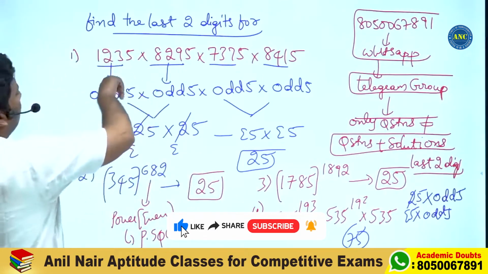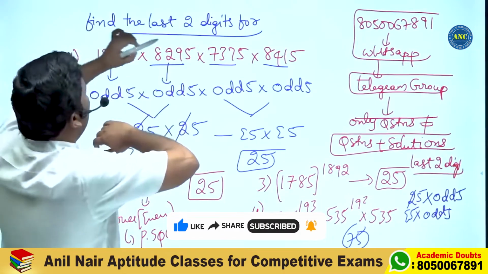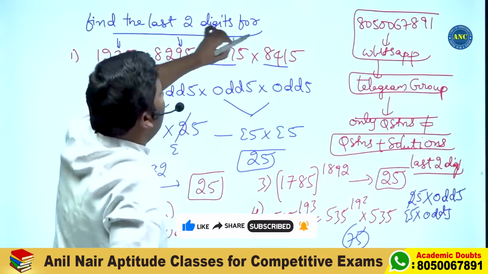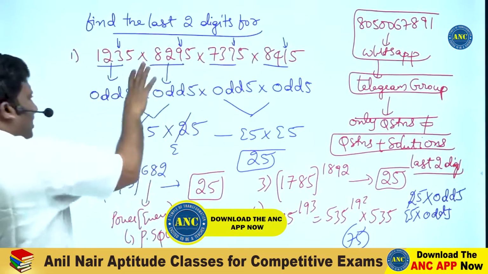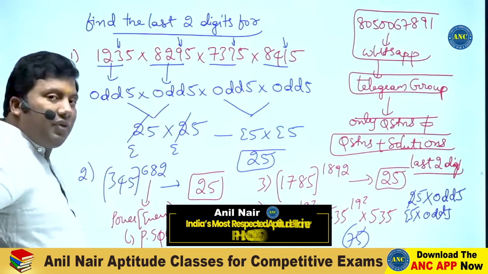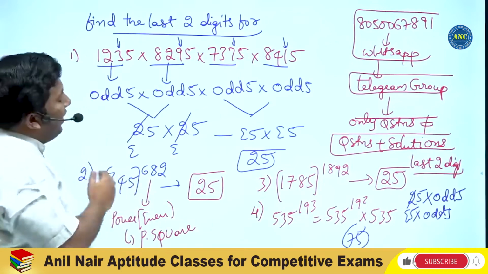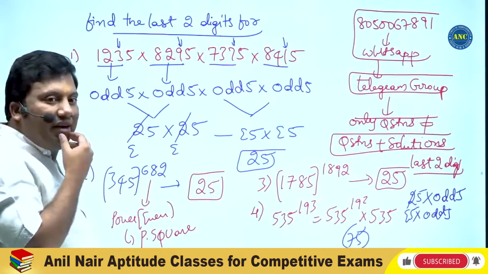So 1, 2, 3 odd number, 8, 2, 9 odd number. You don't need to see the entire number. Odd number, odd number, odd number and odd number. Some examples related to the logic. Odd 5 into odd 5, last two digits 25. Even 5 into even 5, 25. Odd 5 into even 5, 75.